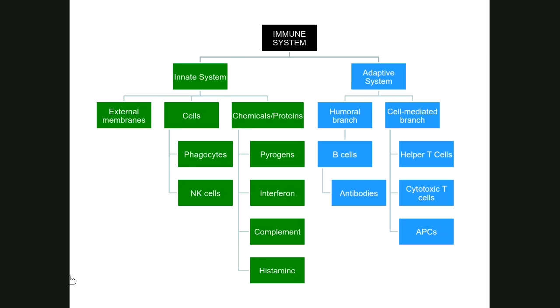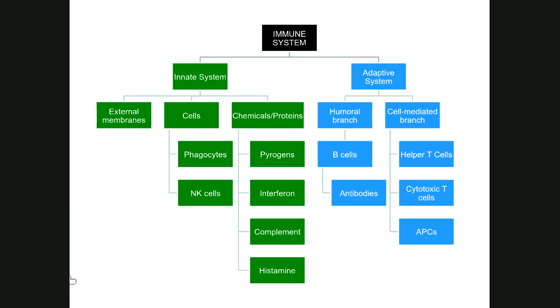So with this video, I want to talk a little bit about the immune system and how it's organized, and then get into one of the branches of the immune system just a little bit. If you look at this organizational chart that I have, you'll notice that the immune system has two branches to it. So the first of these is what's known as the innate system.